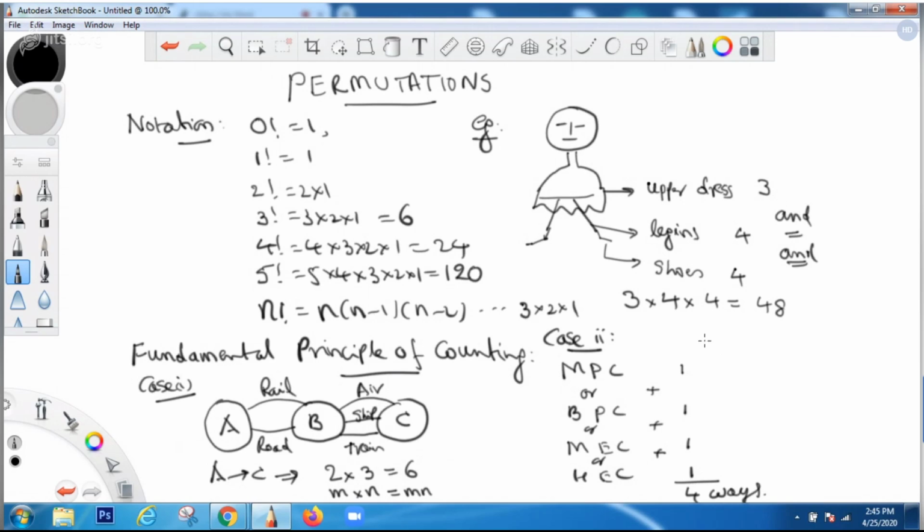So we get cases sometimes with the first thing and then the second thing, whereas in this case it is any one of them, either this or that. When "or" comes we have to take plus, plus, plus. When "and" comes we have to take multiplication. So these are the two different cases of the fundamental principle of counting.